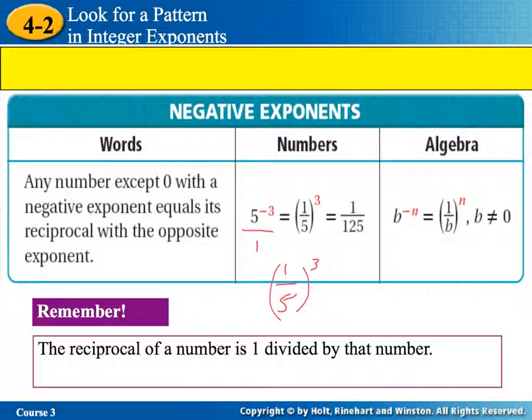And it's positive because positive 3 is the opposite of a negative 3. Which is 1 to the third over 5 to the third. 1 to the third is always 1. 5 to the third is 125. So our answer is 1 over 125.